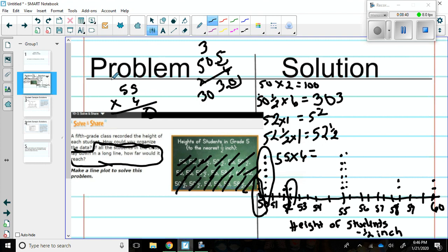Equals 5 times 6 is 30. 5 times 6 is 30 plus 3, 330. I have 330. So let me circle that so I know I already did it. Then I have 58 and a half times 2.